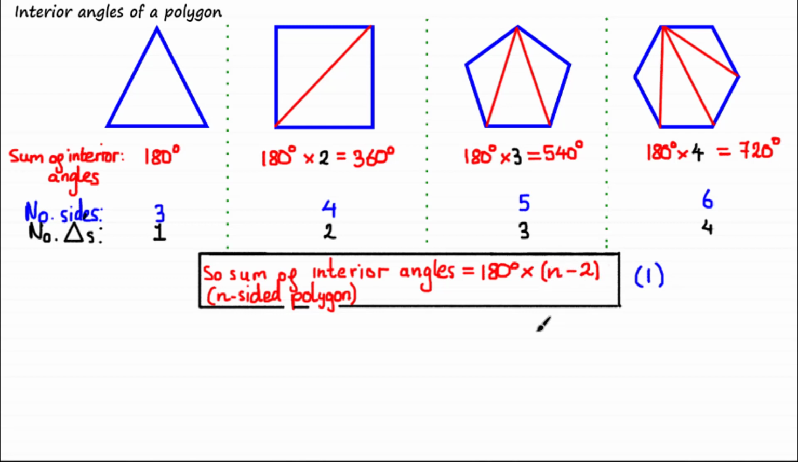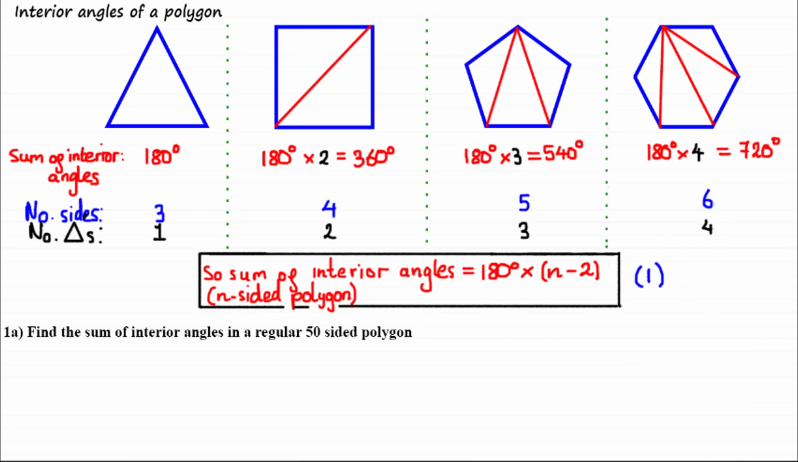Now let's have a look at some typical questions you might come across when dealing with interior angles of a polygon. Find the sum of interior angles in a regular 50-sided polygon. Okay, so as the number of sides of this polygon is quite large, it would be much more appropriate to use the formula to calculate the sum of interior angles.